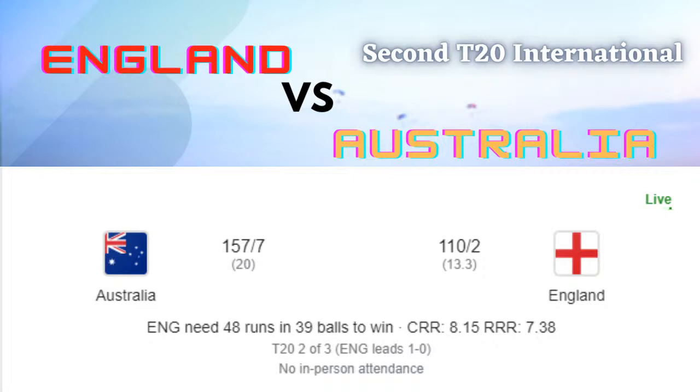2 boundaries back to back, and Butler is on 57 now.